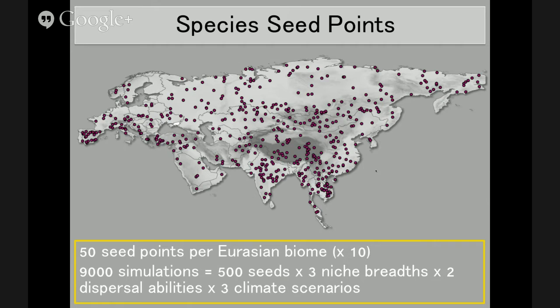So we started our simulations from 500 random seed points dispersed across Eurasia, and you can see these points in pink here on the map. Each of the dominant ecoregions within Eurasia was evenly sampled with 50 seed points each. This resulted in 9,000 simulations from the combination of 500 seed points, 3 niche breadths, 2 dispersal abilities, and then 3 climate change scenarios.